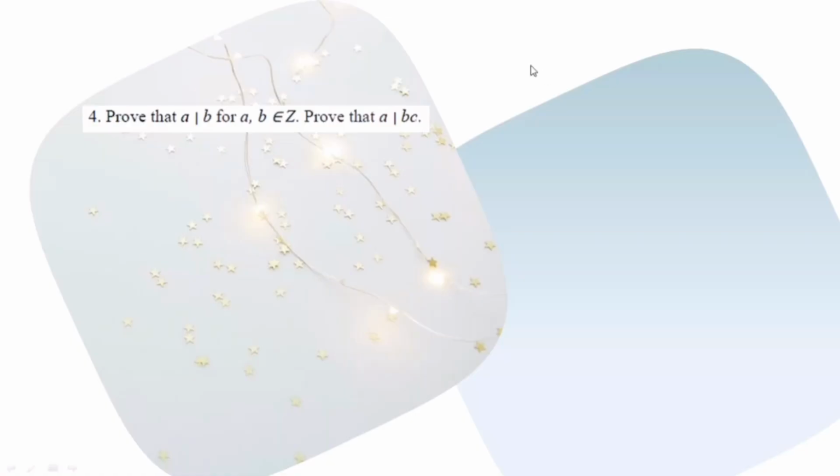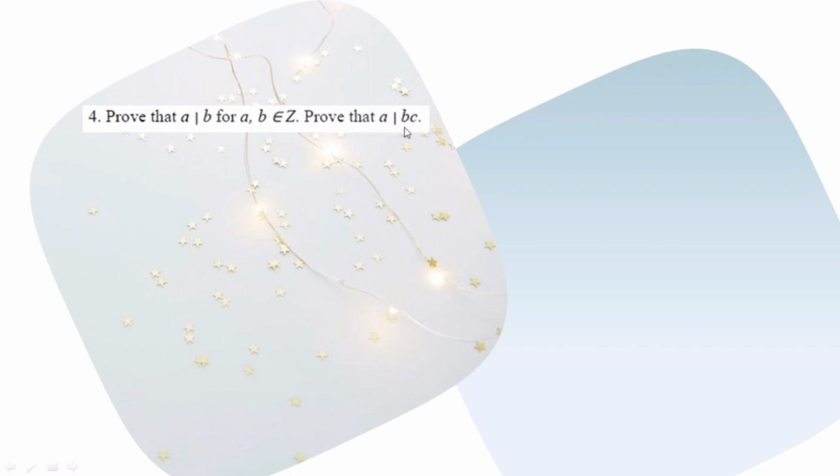Questions. Now, for question number 4. It states there, prove that A divides BC for A, B, C that are elements of Z. So this question requires us to prove that A divides BC.